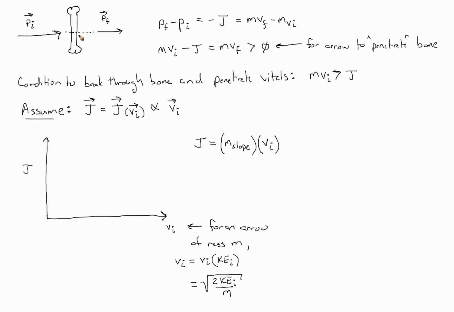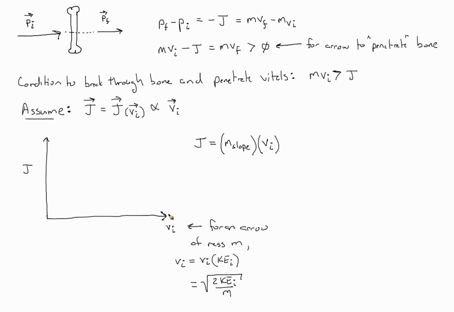That's pretty obvious. We would guess that the average forces acting on the arrow as it hits the bone are going to go up. They're going to increase as the arrow is moving faster. That shouldn't be a concern to anyone. What may be a concern is the next part. The next part is that we're going to assume that the impulse is linearly proportional to the impact velocity.